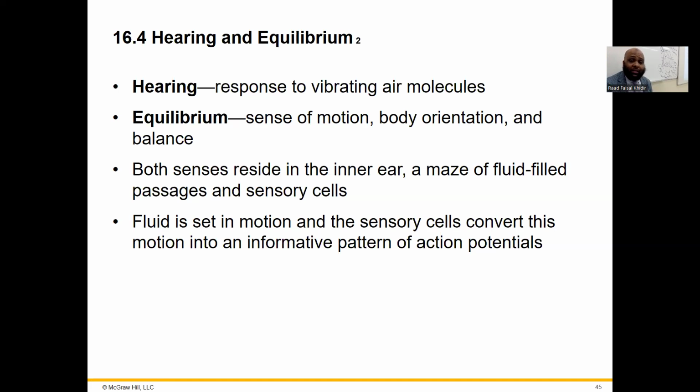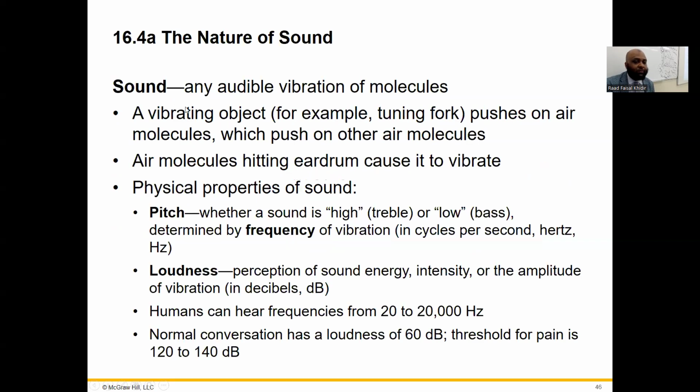Equilibrium is the sense of motion, body orientation, and balance. Both senses reside in the inner ear, which is a maze of fluid-filled passages and sensory cells. The fluid is set in motion, and the sensory cells convert this motion into an informative pattern of action potentials. Sound is any audible vibration of molecules.